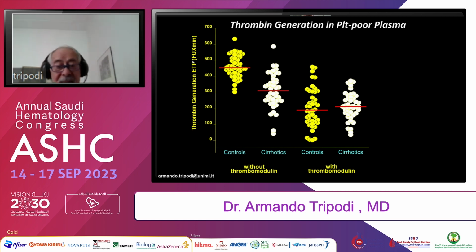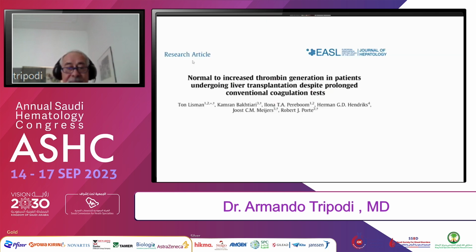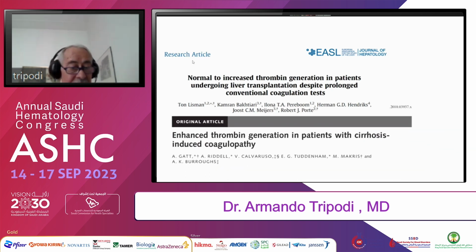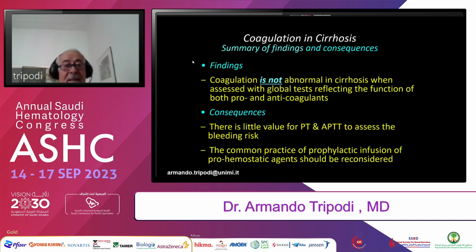We interpreted this result as the evidence of a balanced coagulation in cirrhosis whenever you add thrombomodulin in the system. Later on, these results were confirmed by Dr. Lisman, who published normal to increased thrombin generation in patients with liver disease, and also by Dr. Gatt in another study which was published very soon. So in summary, we can say that coagulation is not abnormal in cirrhosis, provided that it is assessed with global tests reflecting the function of pro and anticoagulants.